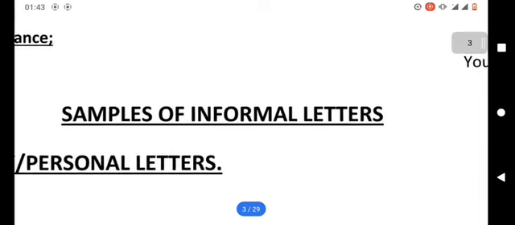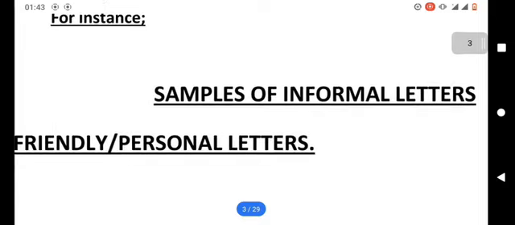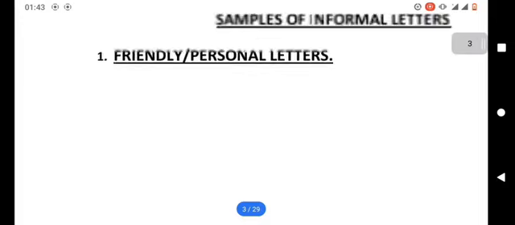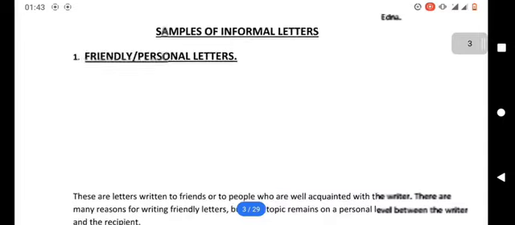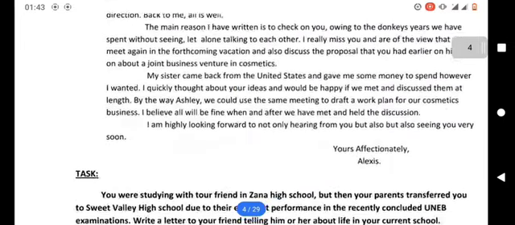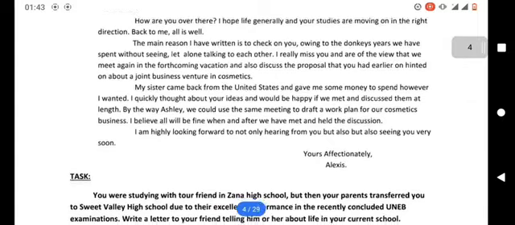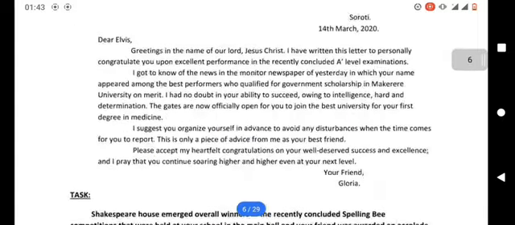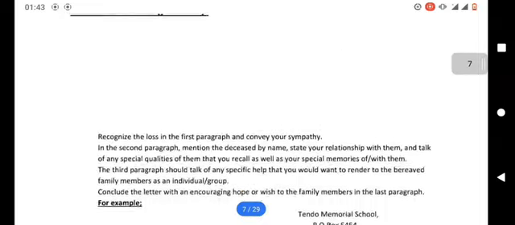Now let us go deep into formal letters. I said I'll give you examples of these letters in the next episode. Formal letters. Here we go.